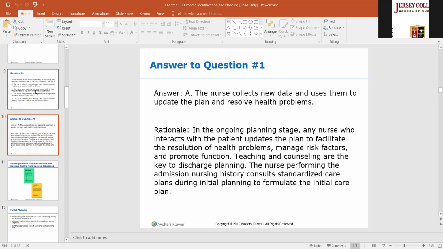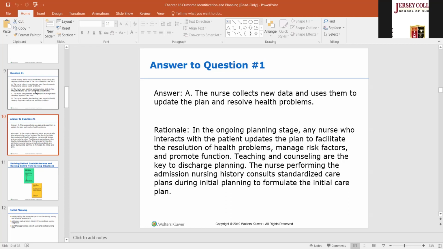The comprehensive plan addresses each problem listed in the prioritized nursing diagnosis and identifies the appropriate goals in the nursing care plan. A lot of hospitals use standardized care plans now. So that's why you really have to look and listen at what they have to say. Ongoing planning, that's any nurse that interacts with the patient. And the idea is to keep the plan up to date, to resolve the health problems, manage any risk factors, and promote function. And you'll add new data as it occurs and update the plan or make it more specific as you go along.